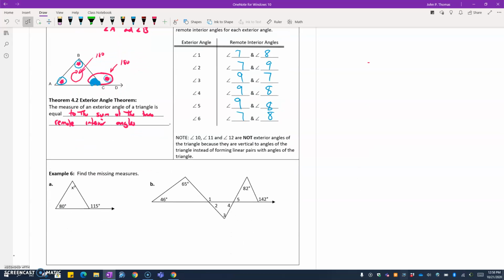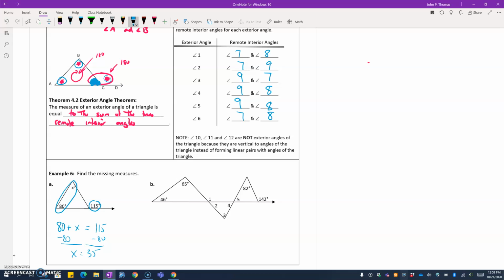All right, example 6 is going to use this property that we talked about, which is that the sum of the remote interiors equals the exterior. So if we're using the shortcut, we can say 80 plus x has to equal 115. All right, and if I subtract 80 from both sides, I've got 35, so x equals 35.